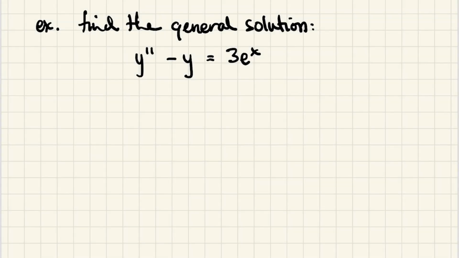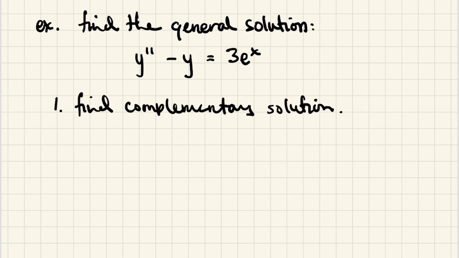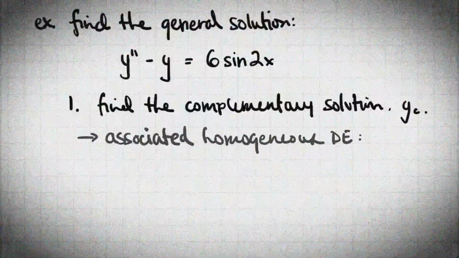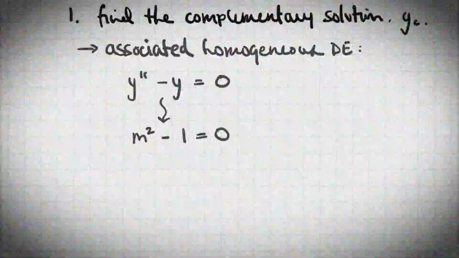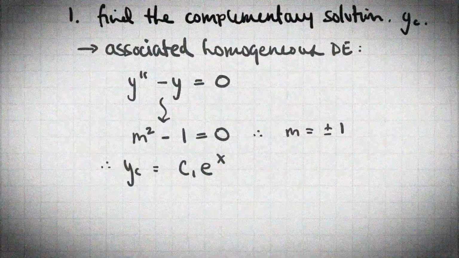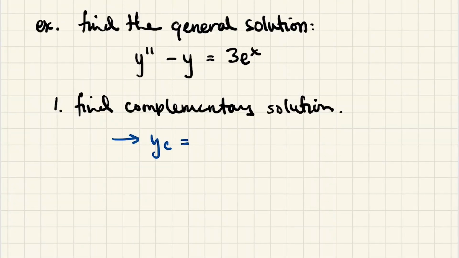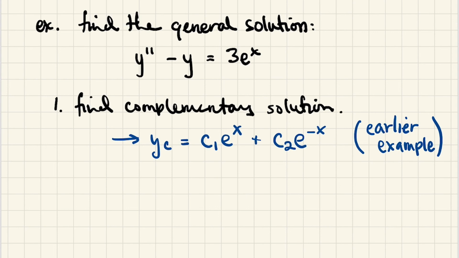All right, well, this one doesn't look too bad. So let's see. First thing we should do is, of course, find the complementary solution. But this has the same left-hand side as one we worked out earlier. So we know the complementary solution here is going to be c1 e to the x plus c2 e to the negative x. And this is from an earlier example. Okay, so all we need is the particular solution.